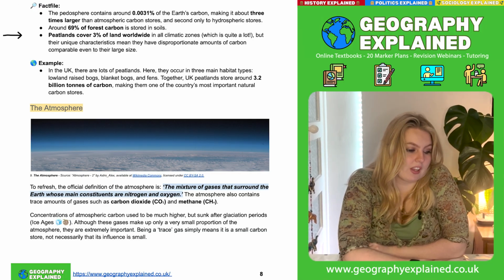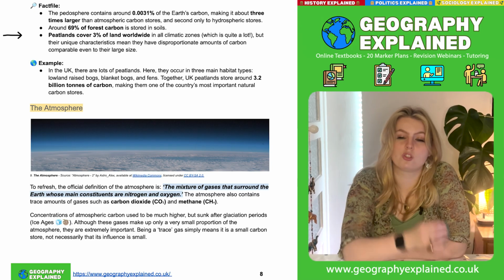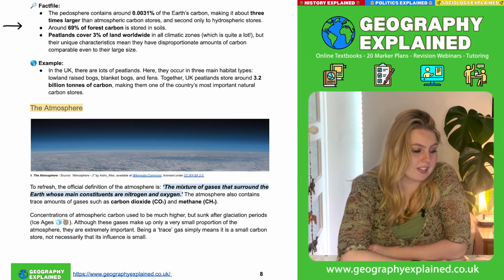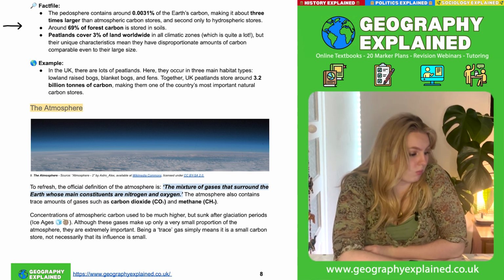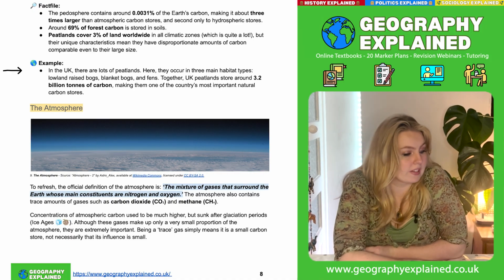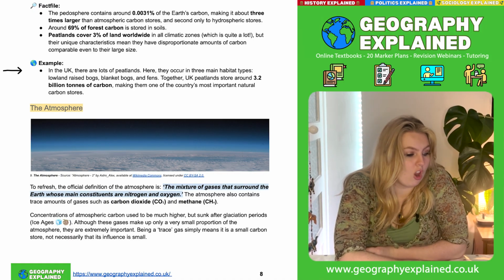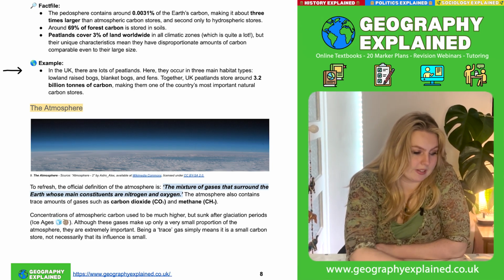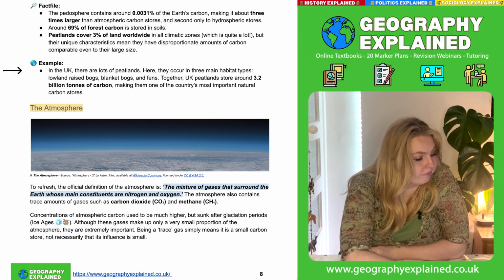Peatland's really significant. They cover 3% of land worldwide, so that's why they're so important. It's such a unique feature in the carbon cycle. Around 69% of forest carbon is actually thought to be stored in soils, which is wild. In the UK then, we've got lots and lots of peatlands. We've got 3 sort of main habitat types where you might see them: lowland raised bogs, blanket bogs, and also fens. So it's a fun fact for you. I don't think you need to know that, but now you do.